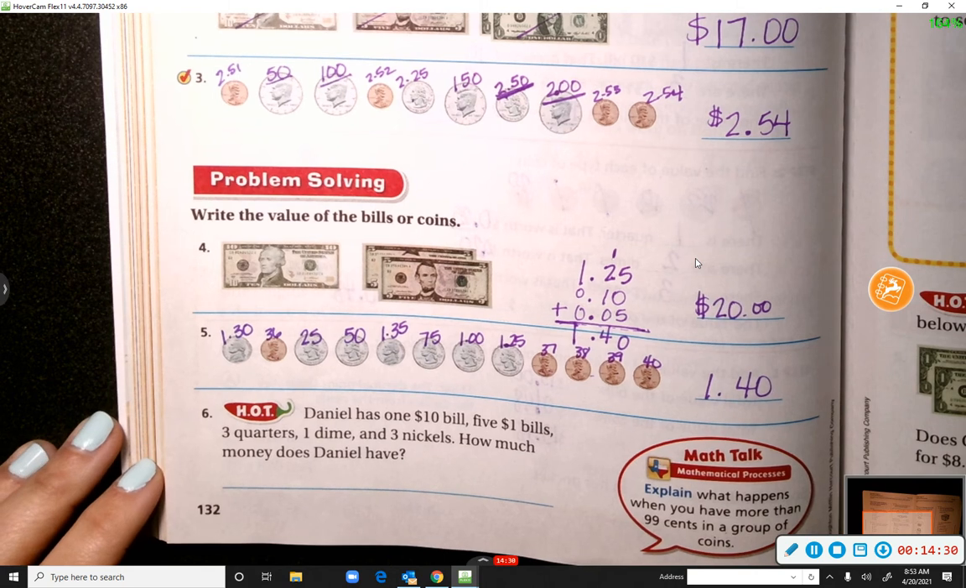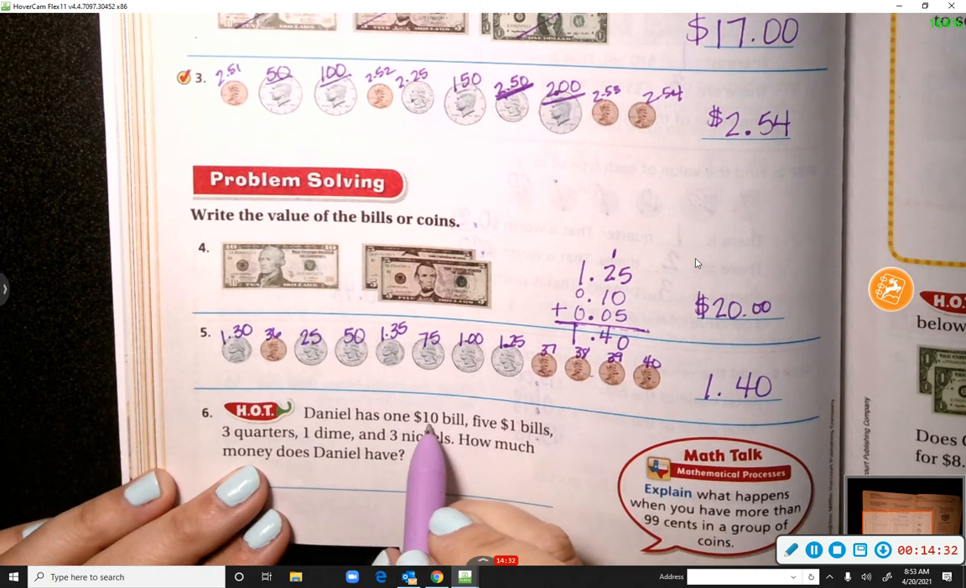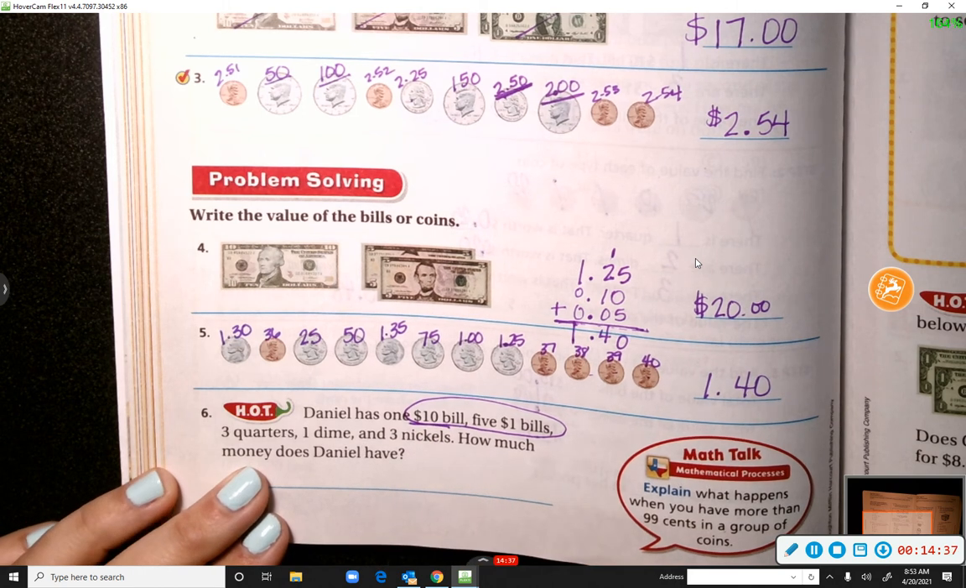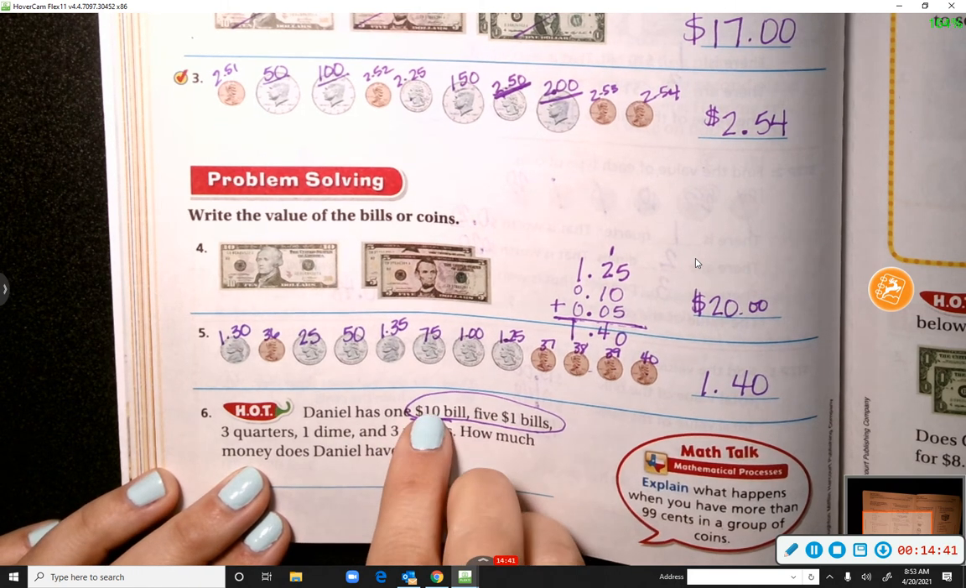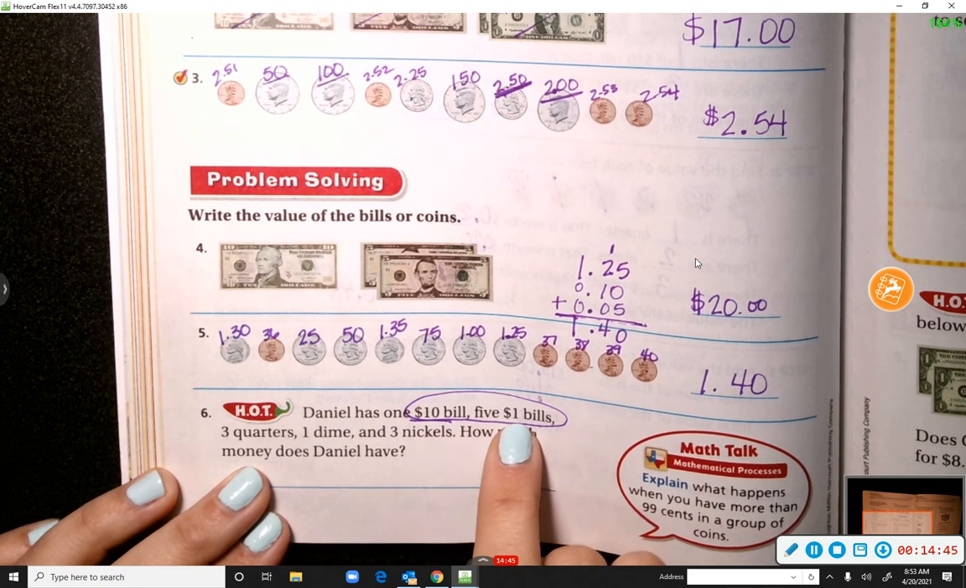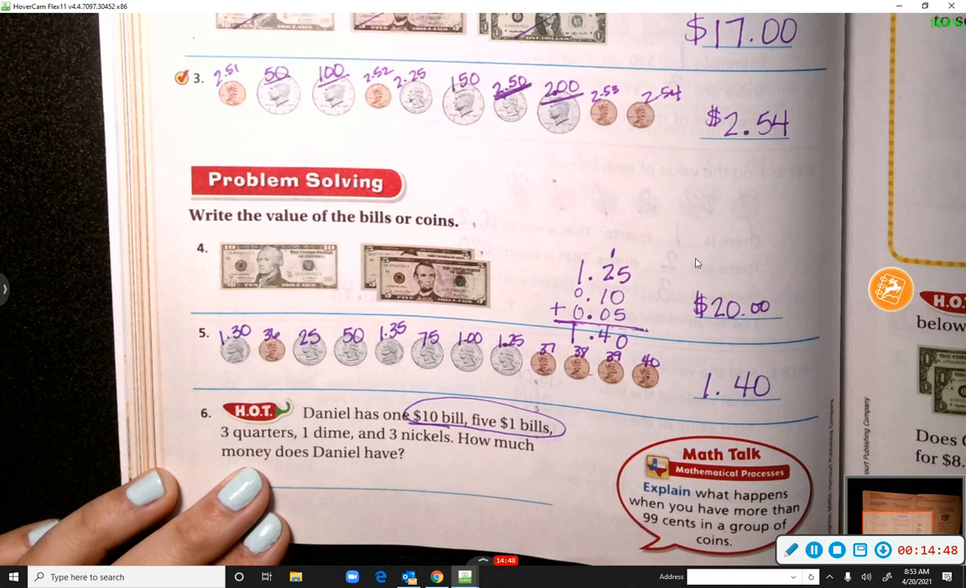Okay, I'm going to add up the bills first. So I have a $10 bill and 5 $1 bills. So let's think about that. If I have a $10 bill, that equals how much? 10. 5 $1 bills. What does that equal, Bryson?